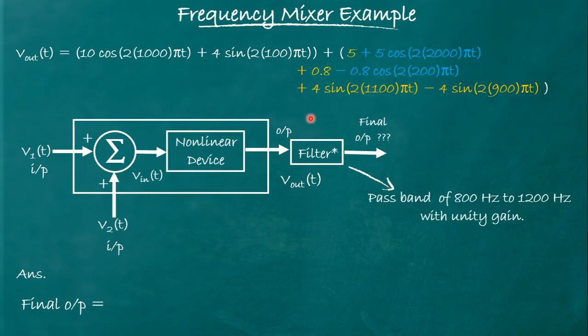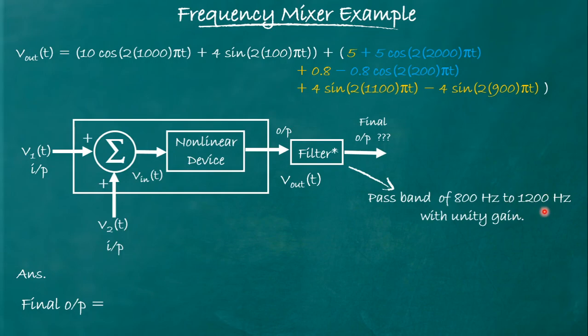Now here we are given that the filter used has a pass band of 800 hertz to 1200 hertz with unity gain. So here we can see that the terms in V out having a frequency within the range of 800 hertz to 1200 hertz will be able to pass through this filter. All other terms having frequency less than 800 and greater than 1200 hertz will get rejected.